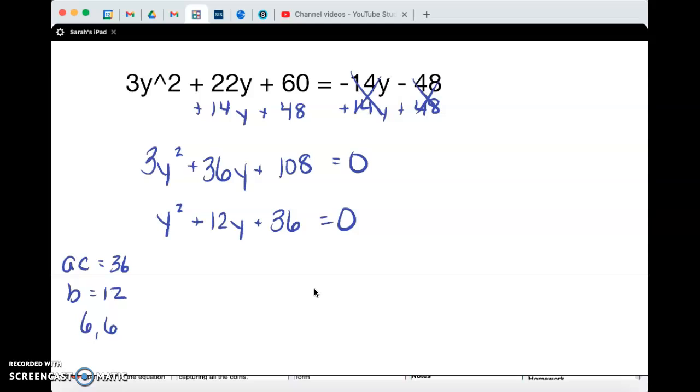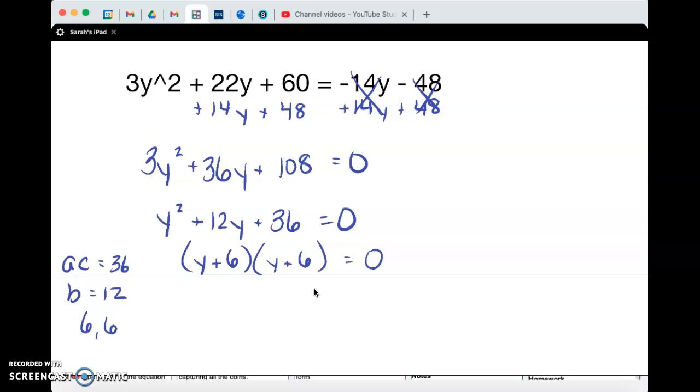On this one, do I have to do the full AC method? No, my A value is 1, so I could just write it in the factor form. Does anybody remember how that would look? It's y plus 6, y plus 6, since my factors are both positive 6.